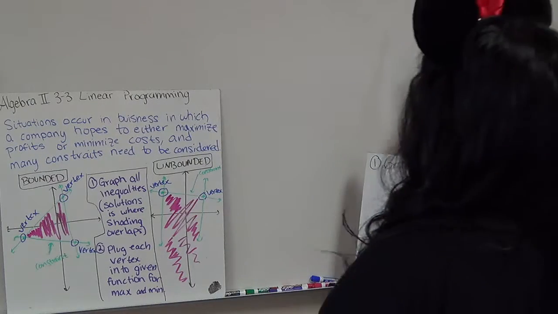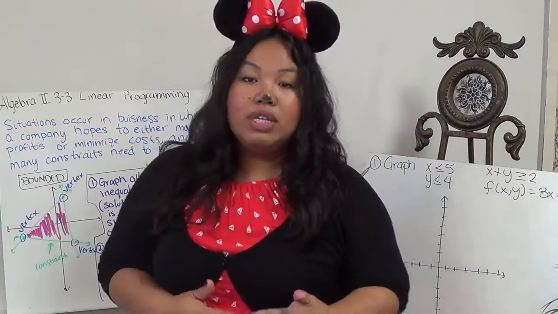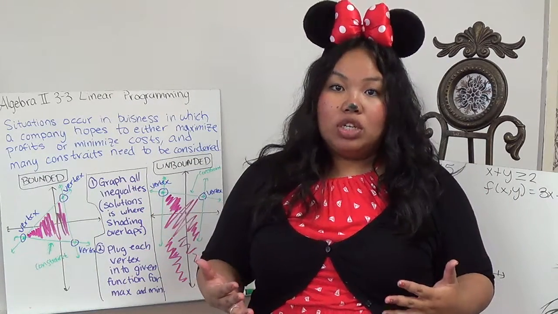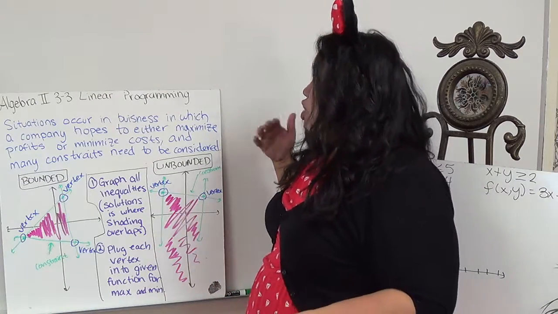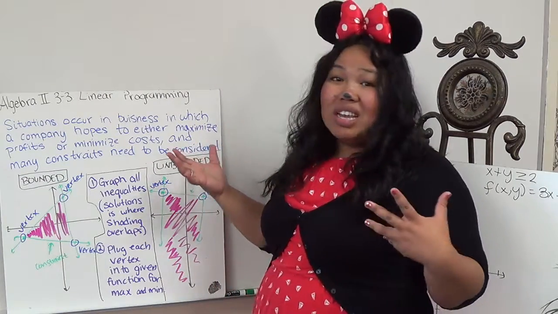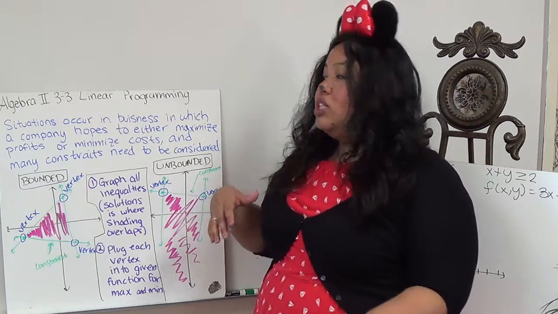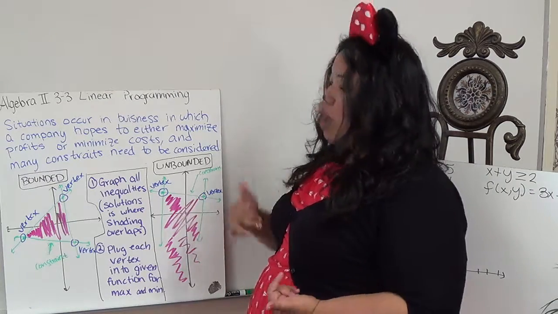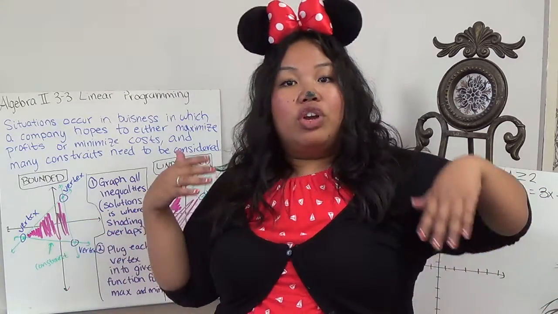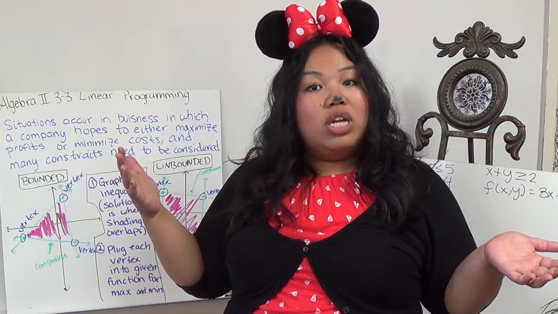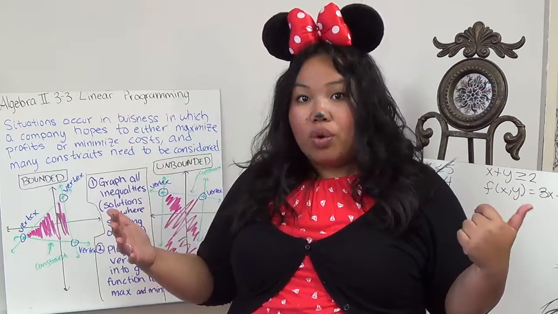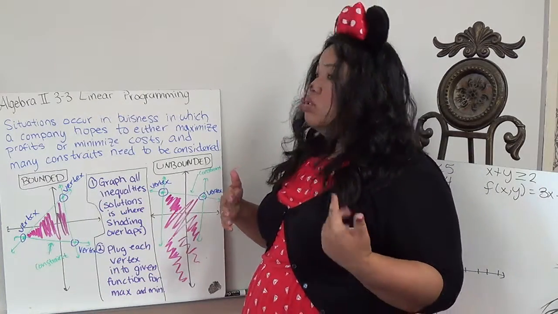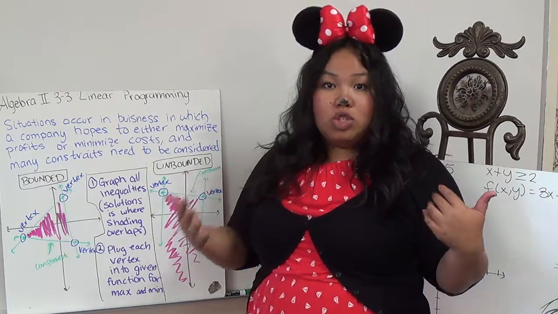In Algebra 233, we're dealing with linear programming. So basically, we're taking what we learned in the last section and giving it a real-life application. Linear programming is used in situations like businesses, where companies are trying to figure out how to maximize profits and minimize costs. So if we're going to sell this phone, what's the most that we can sell it for that people will still buy it, but we'll get the most profit from it because this is how much it costs.